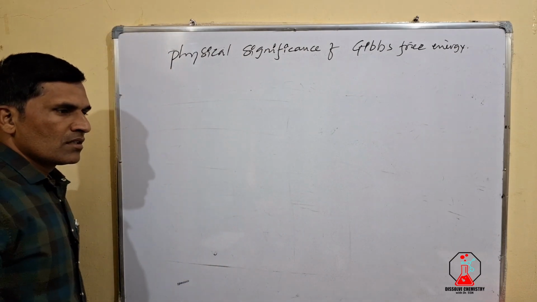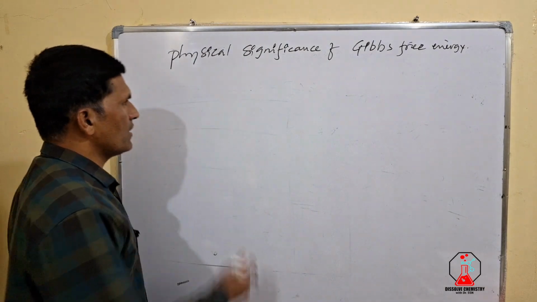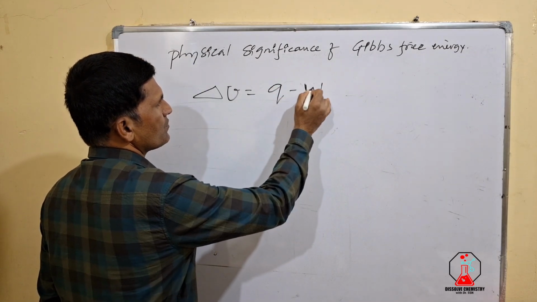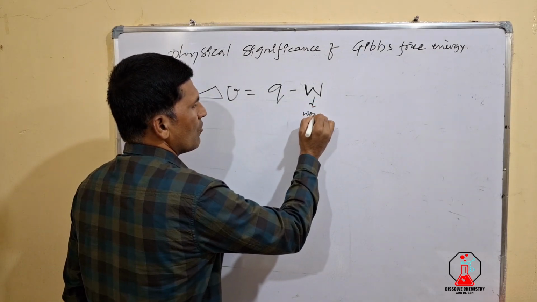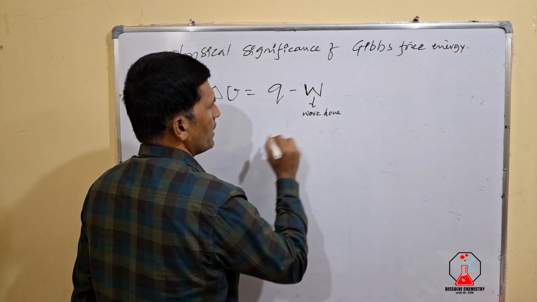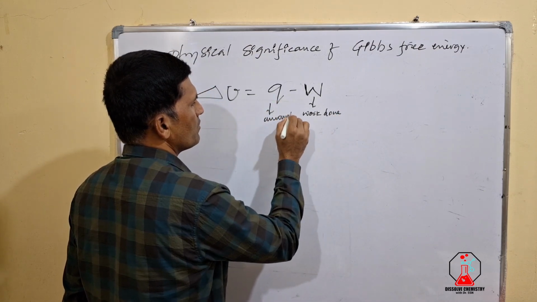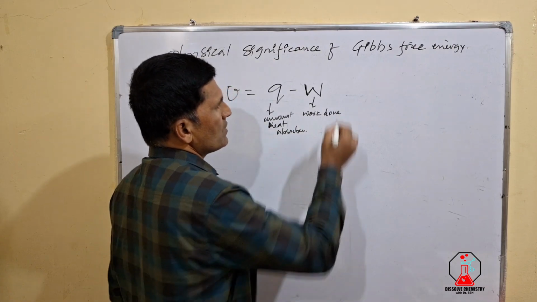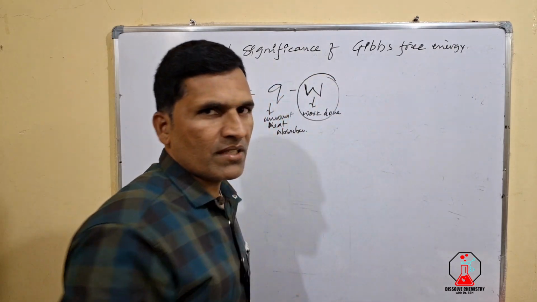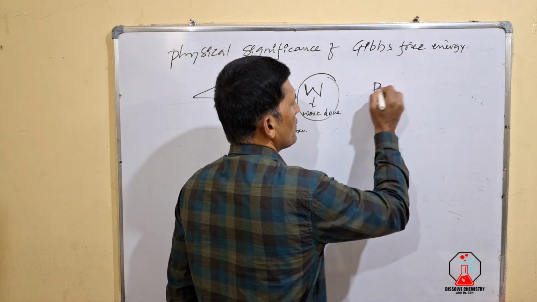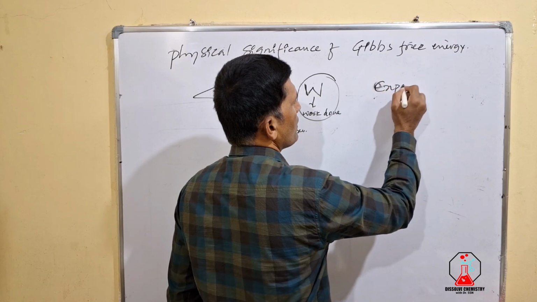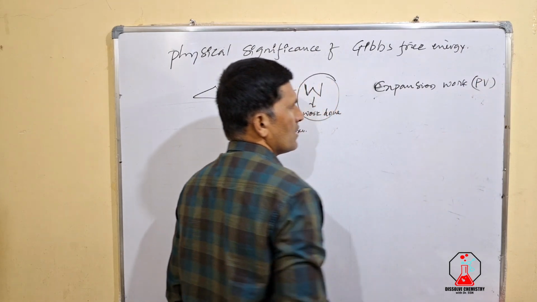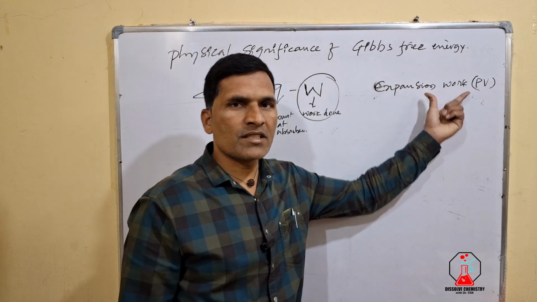Well, from the first law of thermodynamics, we know that the change in internal energy is equal to Q minus W, where W is work done and Q is the amount of heat energy absorbed. Now this work will include, we know that there are two types of work. One we call PV work, or expansion work. We are going to represent this as pressure times volume. Please make note of this expansion work.